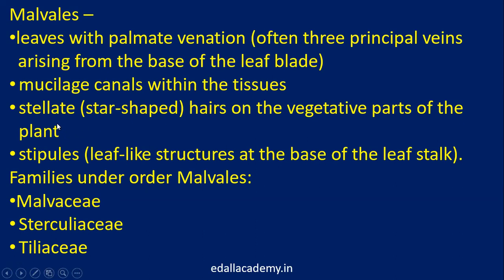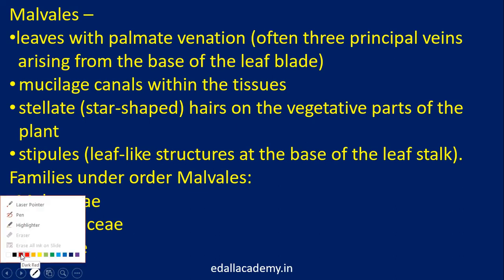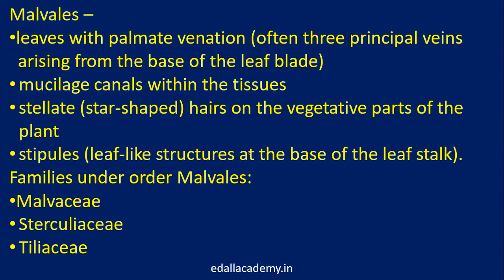Vegetative parts of the plant body possess stellate hairs. Stellate hairs are otherwise called star-shaped hairs. These hair-like structures are present on the vegetative parts such as stem and leaves. Vegetative parts of the plant body possess star-shaped hairs. Try to remember that point, also important. Then stipules. Stipules are small leaf-like structures found at the base of the leaf stalk. So these are also present in the family members of Malvaceae.